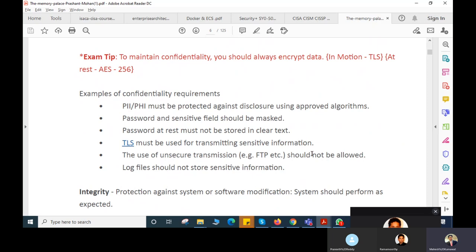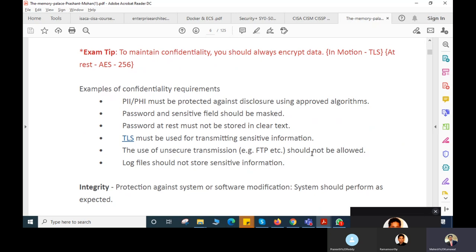So we require a complex password, with a minimum length of 8 characters. And then TLS. We have source to destination sites, so we use TLS, Transport Layer Security, for data transmission from source to destination. The use of unsecure transmissions, FTP, should not be allowed. So we are not going to allow FTP, and at the same time we will use TLS. Previously it was SSL, but right now it is TLS that is used. Log files should not store sensitive information.